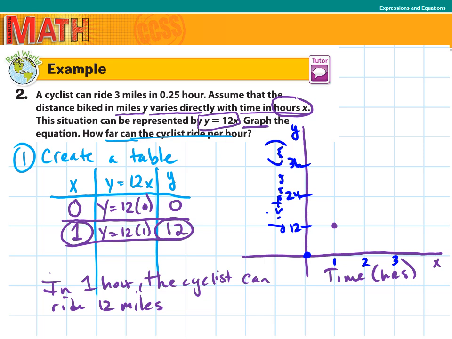And that's going to continue. So if I go up 1 more hour, it's going to be another 12 miles. That's going to be my next point. And then again, going up 1 hour, it's going to be up 12 miles. That's my constant of variation. It's going to continue increasing 1 hour, 12 miles, 1 hour, 12 miles, all the way through. And that's the graph that represents y equals 12x.